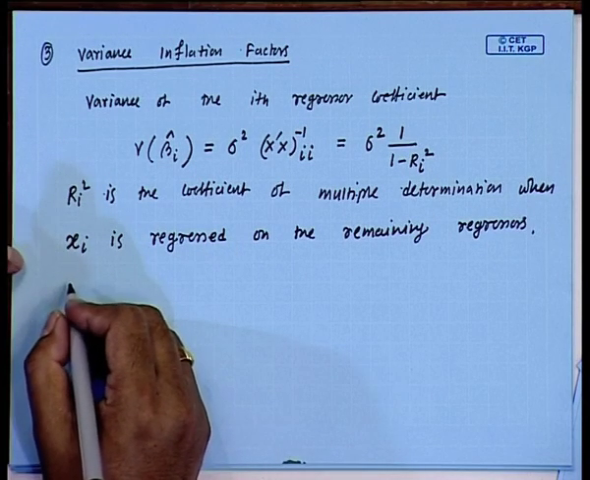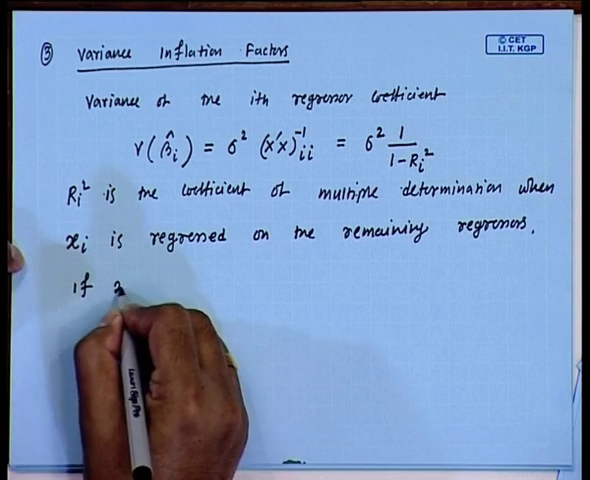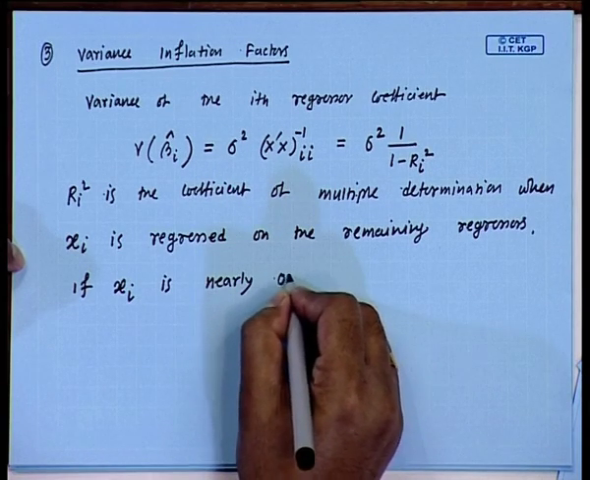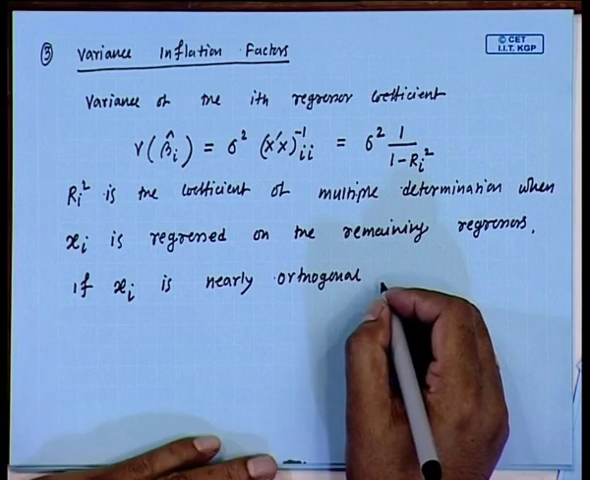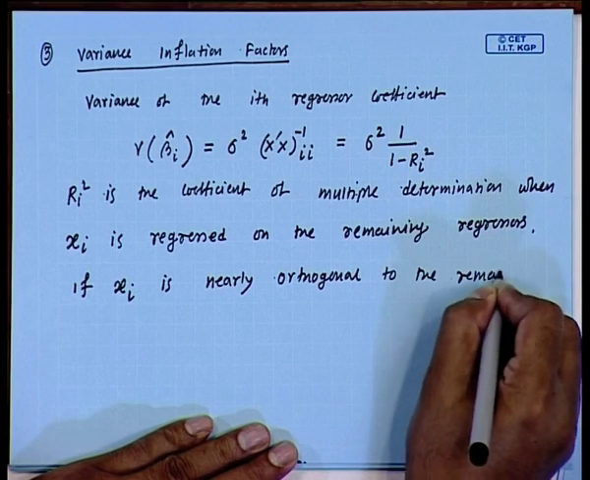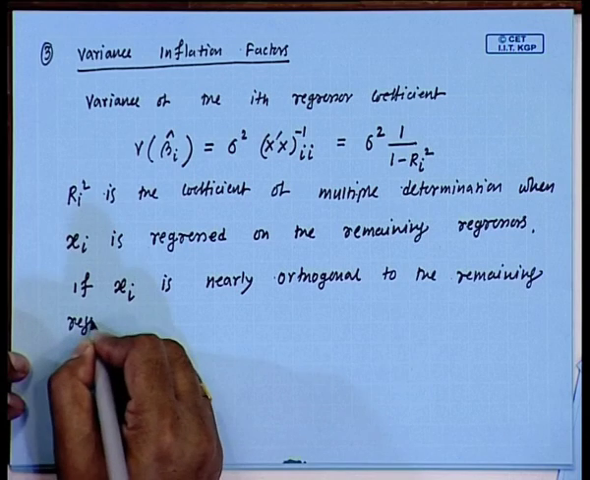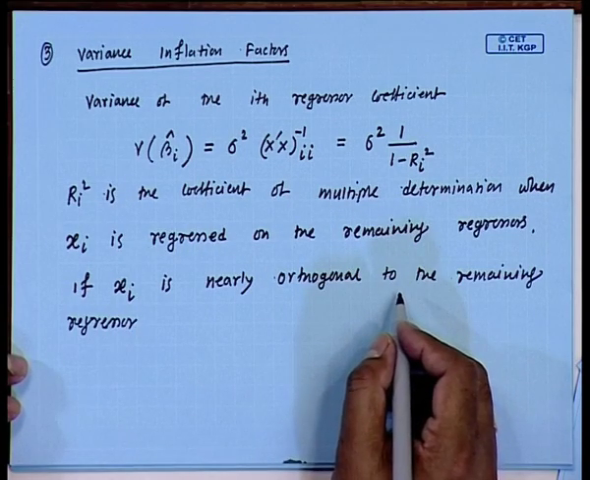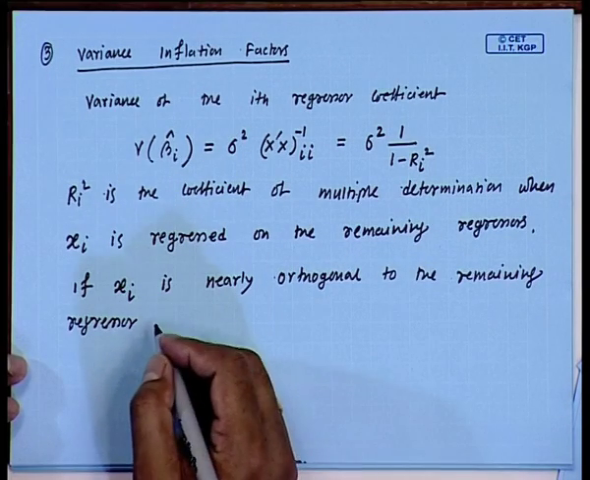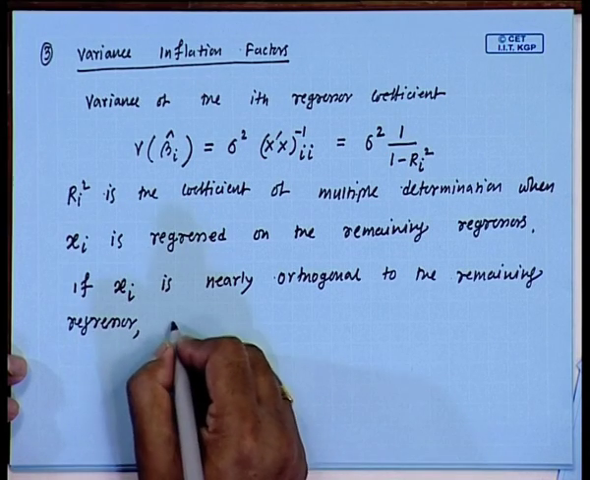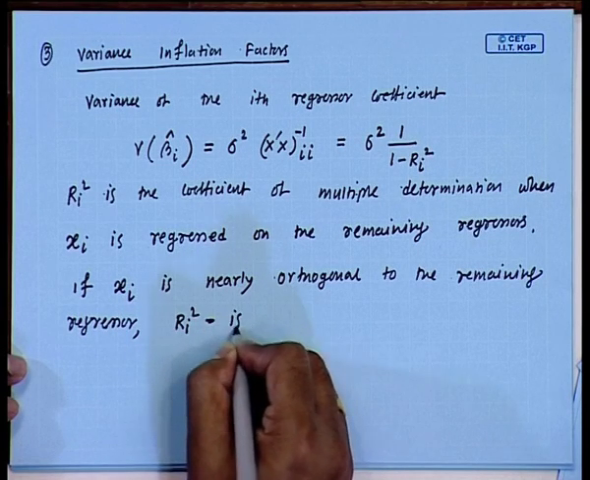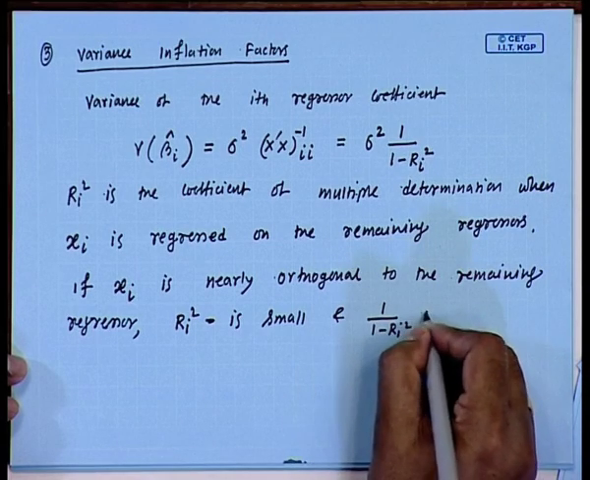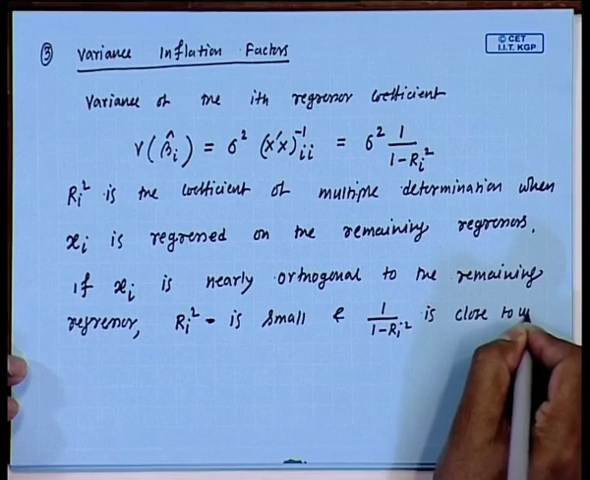Now, see if the ith regressor xi is nearly orthogonal to the remaining regressors. By nearly orthogonal, I mean that if the ith regressor is independent of the remaining regressors, then Ri square is small and 1 by 1 minus Ri square is close to unity.